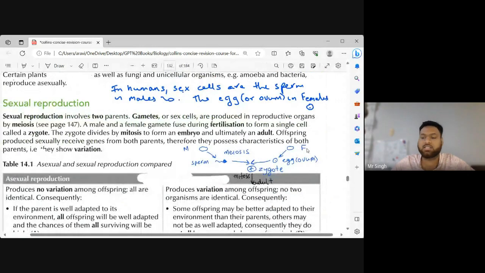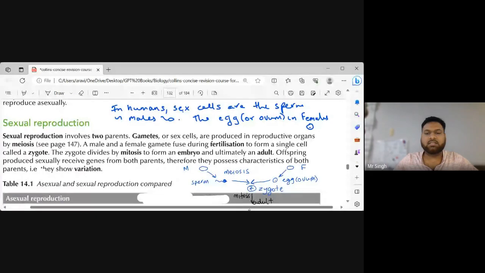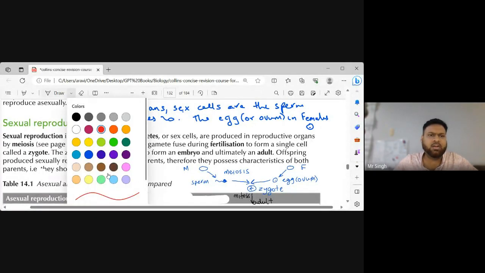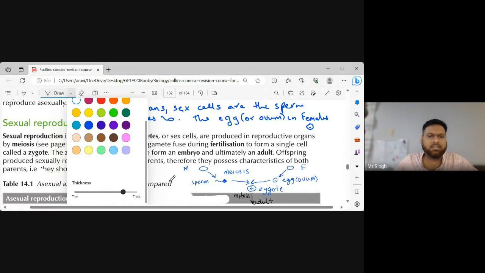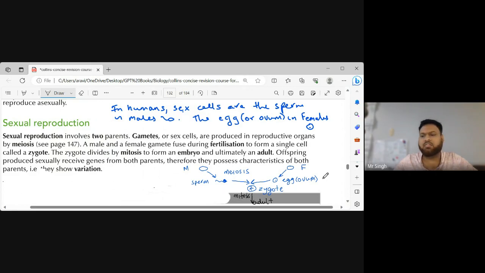So let's look at sexual reproduction now and look at what the differences might be. Is anyone confused or has any questions, students? Raise your hand, please. All right, nice. So everybody on the same page. Okay, good. So let's look at sexual reproduction.